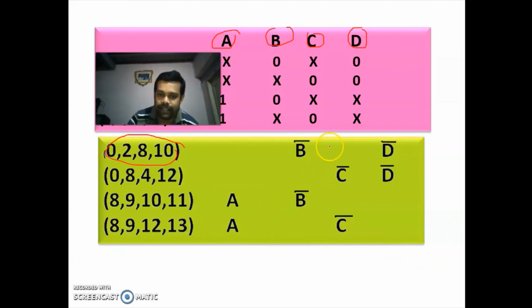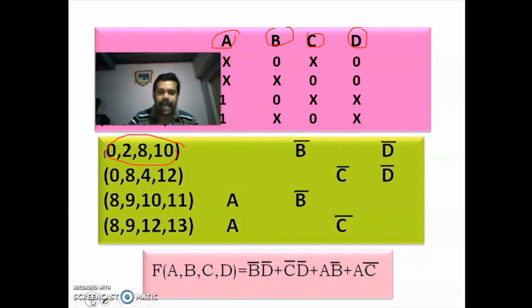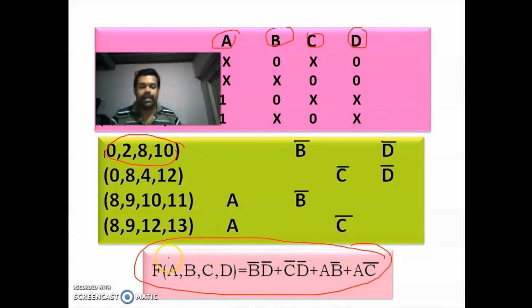After getting these terms individually, you have to add these. So this is the answer for this problem. After that, by using K-map, we have to verify whether we get the same answer. We will get the same answer. This is the first problem of Quine-McCluskey. Next, we will see the next model.